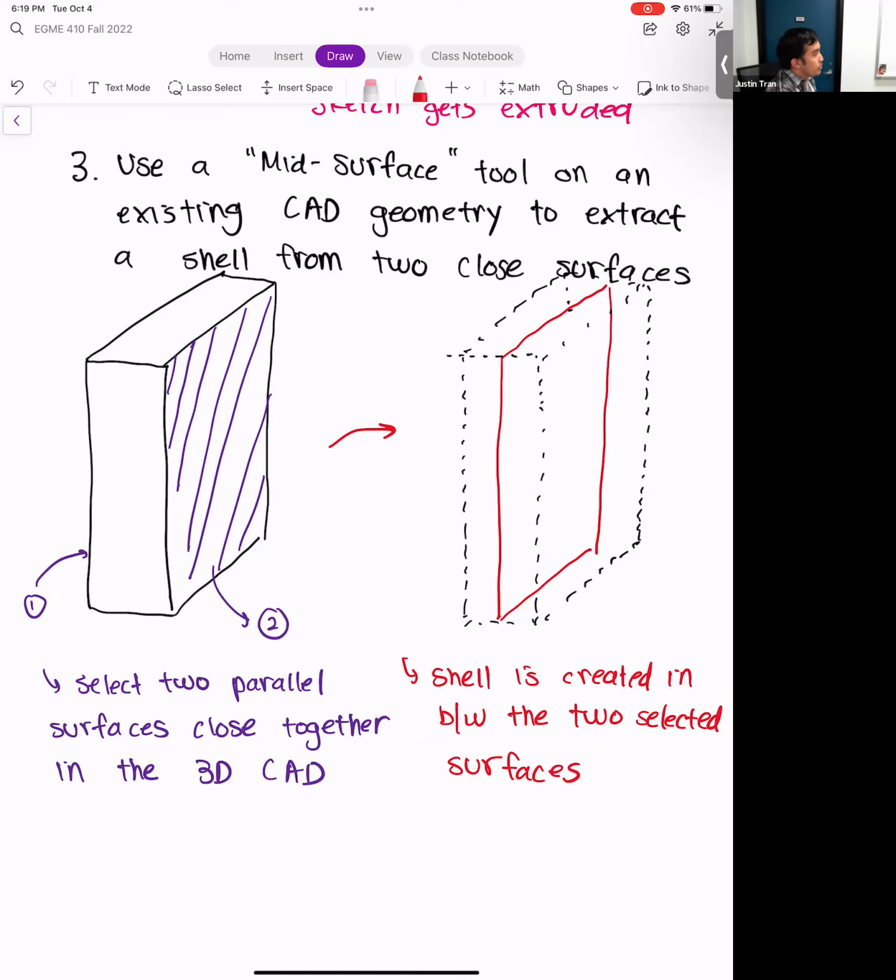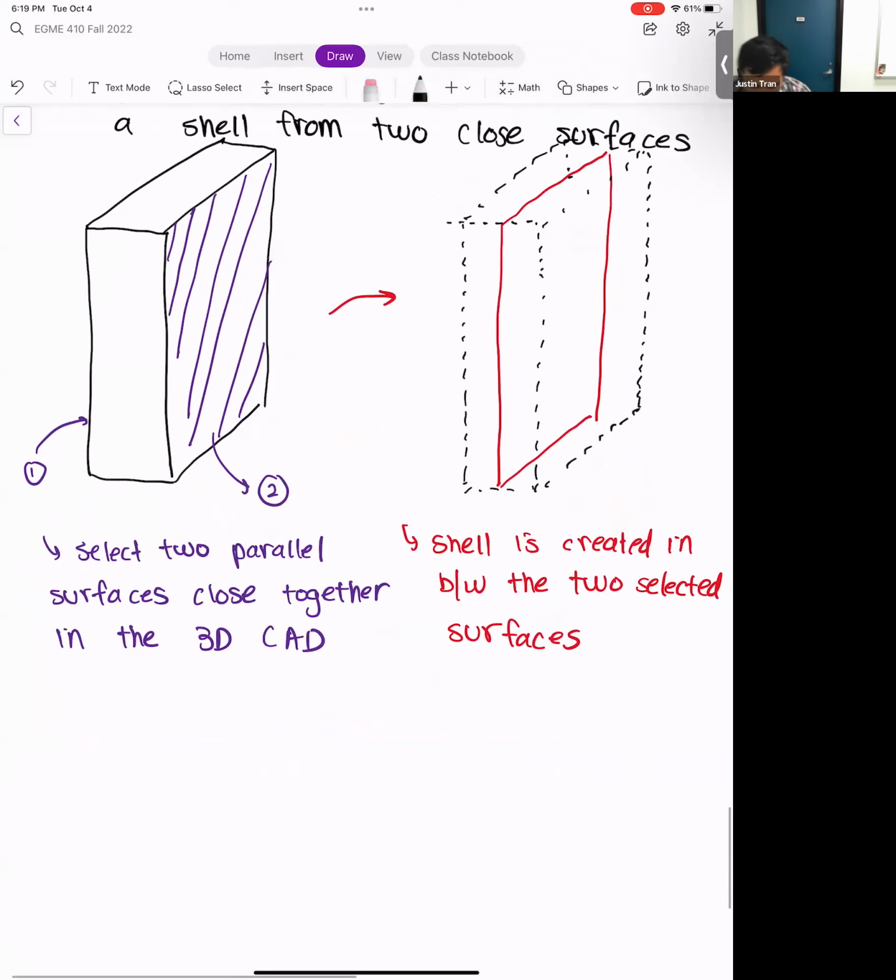We'll be doing this a lot in the activity on Thursday. All right, any questions on this? All right, so let's talk about the last way to create a shell. The last way to create a shell is to use a tool called a thin surface.